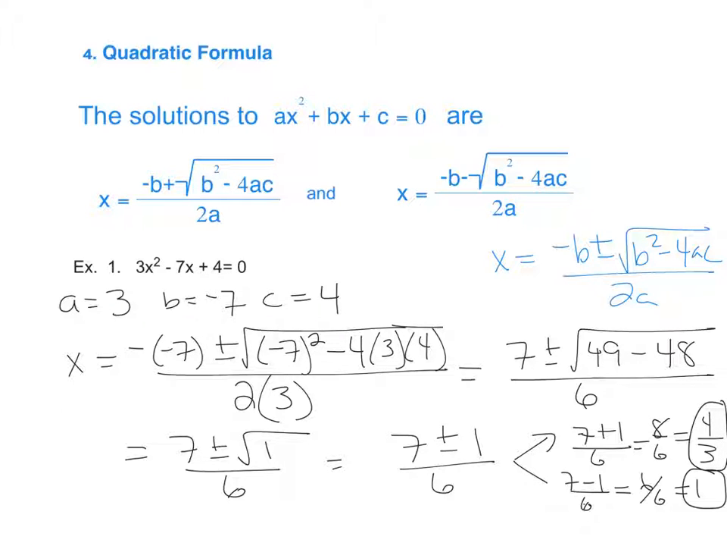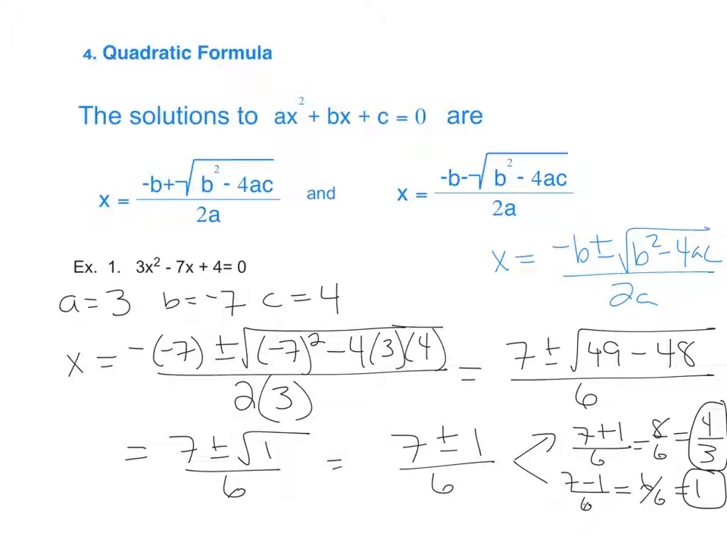So if I go back to my equation and I plug in, let's try 1 because it's easier. Plug in 1 for my x here, I get 3 minus 7 plus 4 equals 0, and that definitely works. The 4/3 is going to be a little bit harder to check, but you can check that on your calculator.